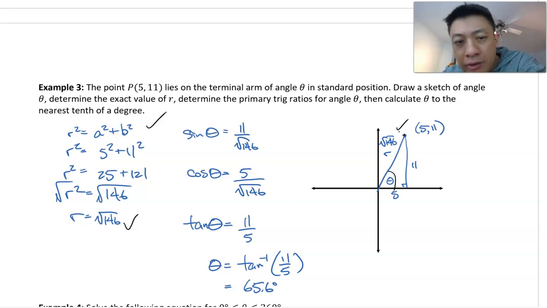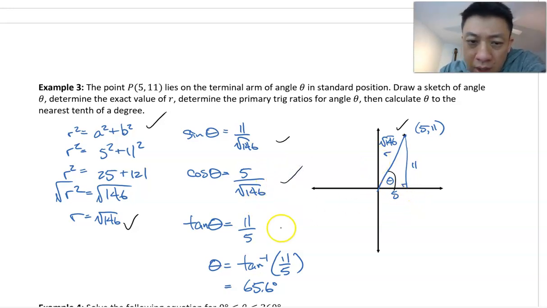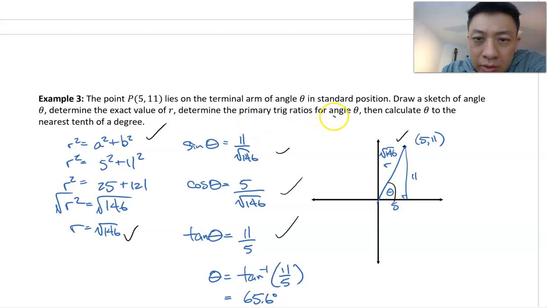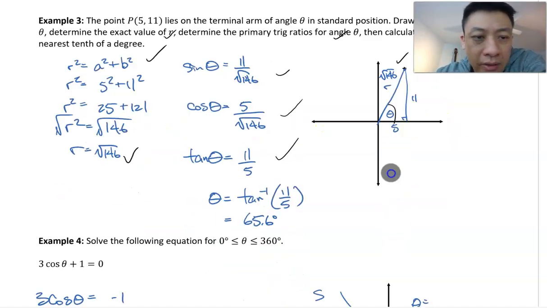Okay, so now that I got 3 sides, I've got to figure out from that theta what the sine, cos, and the tangent ratios are, and they are as such: opposite over hypotenuse, adjacent over hypotenuse, and opposite over adjacent, listed as such. And then the last thing is determine the angle. Okay, then calculate theta to the nearest tenth of the degree.